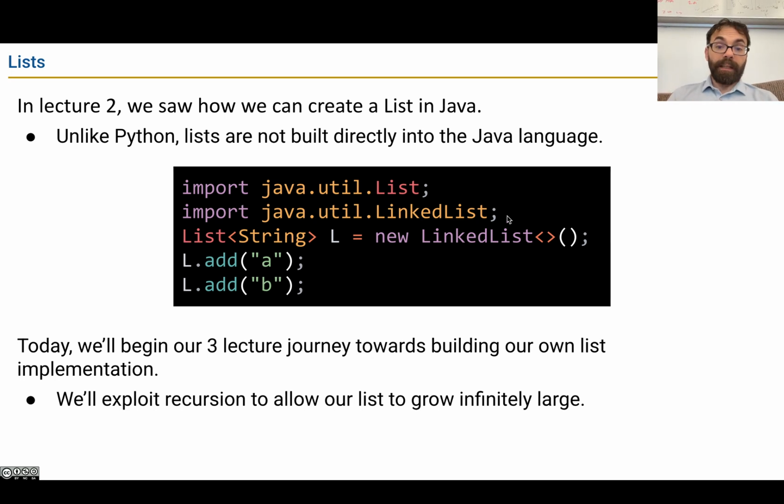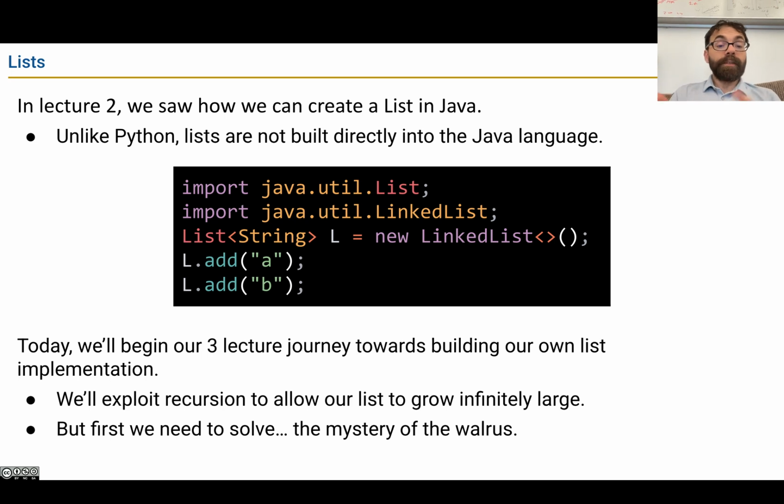And what recursion will allow us to do is build a list that, unlike a Java array, can grow infinitely large. Now, before we get there, there's something important we need to do, which is to solve what I will call the mystery of the walrus.